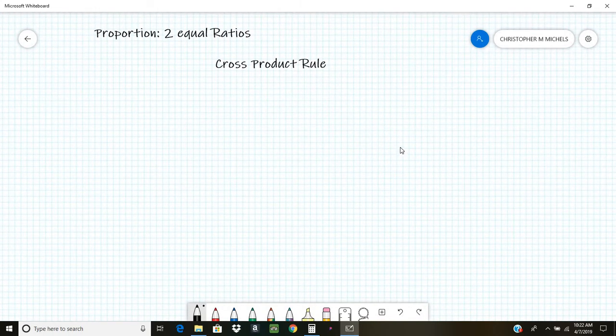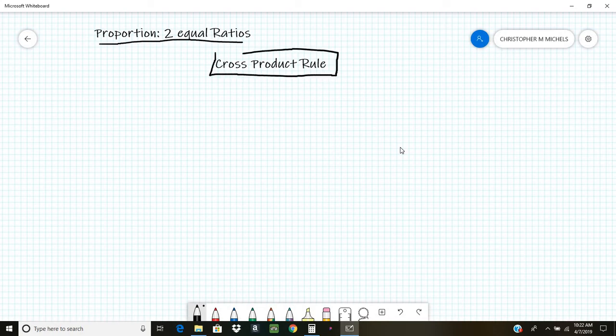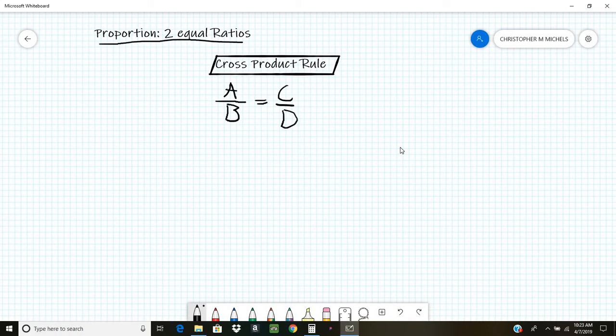So a proportion is just 2 equal ratios, okay? And what we use to solve proportions is something called the cross product rule. Okay, it's a really, really helpful rule in math. Okay, you can use this in anything. I mean, we'll use this for percentages too when we get to that. So the cross product rule states that if you have A over B and this equals C over D, where A, B, C, and D represent any real number.